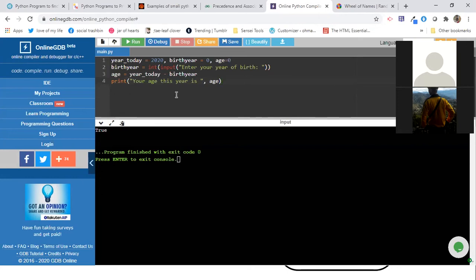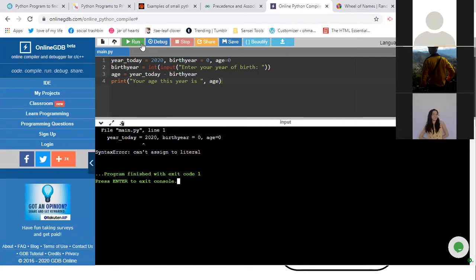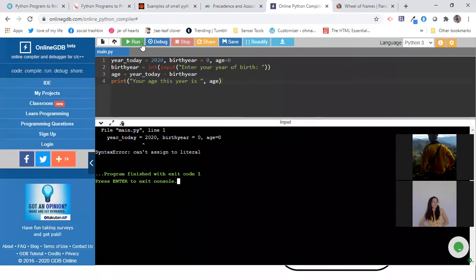Okay, let's run. But this will cause an error. Can somebody read the diagnostics? Nobody wants to read? Do I even have students?